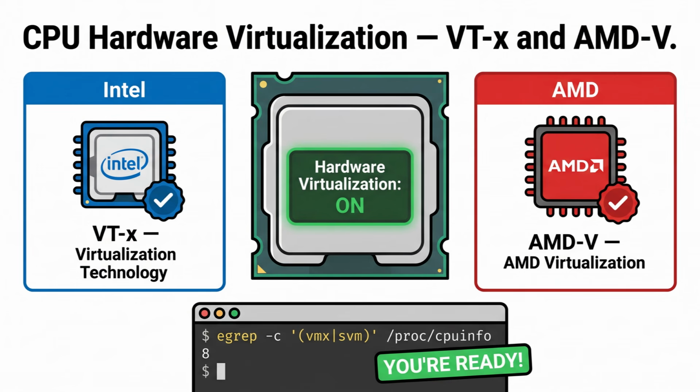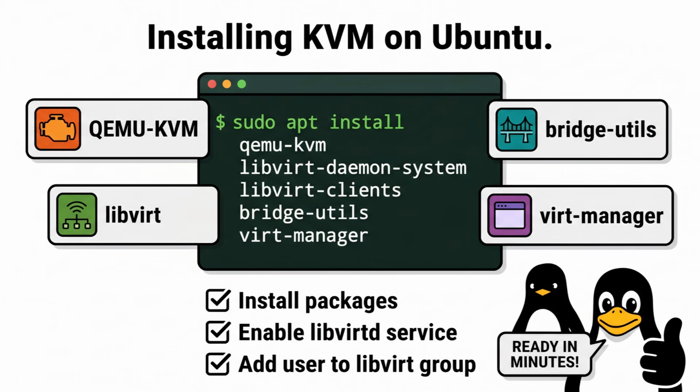For KVM to work, your CPU needs to support hardware virtualization. Intel calls this VT-x. AMD calls it AMD-V. These are special instruction sets in your processor that let KVM run guest code directly on the hardware safely. You can check if your CPU supports this by running the command egrep -c 'vmx|svm' /proc/cpuinfo. If you get a number greater than 0, you're good to go. Let's get practical. Installing KVM on Ubuntu is surprisingly easy.